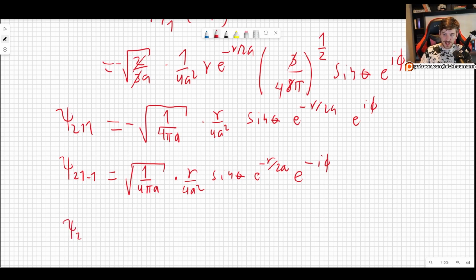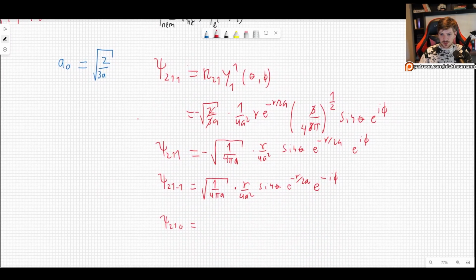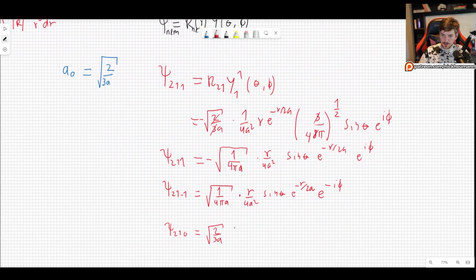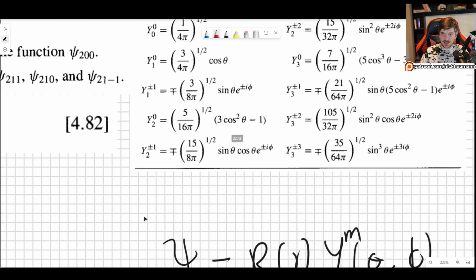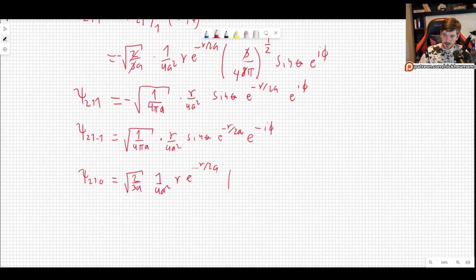So that's the difference there. And then if we want to go for psi 2, 1, 0, well, we take the radial part again. So the radial part, it is a0, which is the square root of 2 over 3a. Then we multiply by 1 over 4a squared r e to the minus r over 2a. And I think that's it for the radial part. Yes, so now we go to Y10, so this one right there. So the square root of 3 over 4 pi cosine theta.